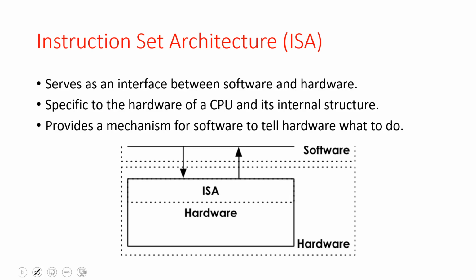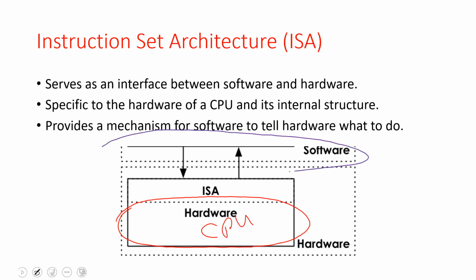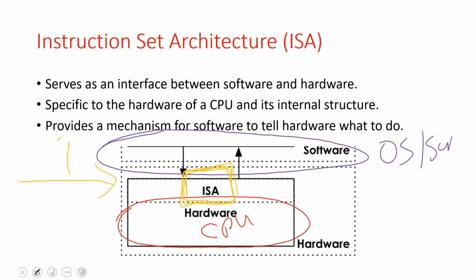So what we would have is the hardware layer including the CPU and memory and so on. We would have the software layer on top where various operating systems and various other software can be. And in between these two, we would have the instruction set architecture. This is the one that is going to be in between, linking up the top and bottom layers of software and hardware.